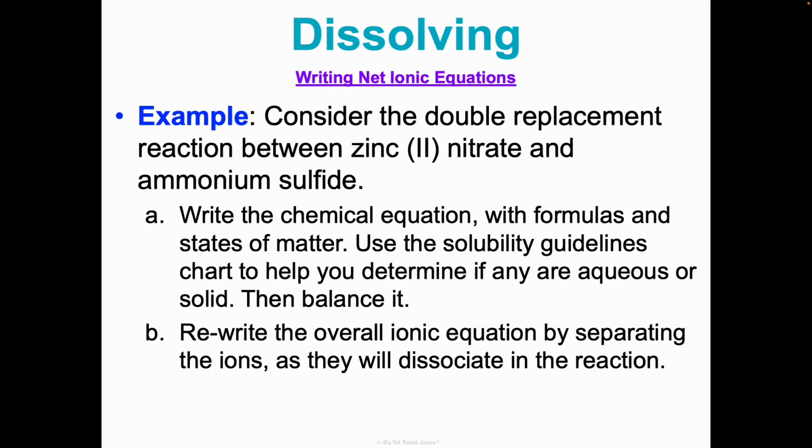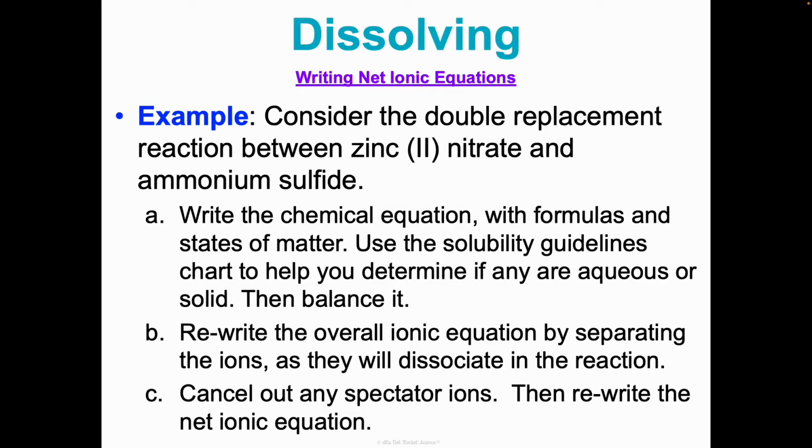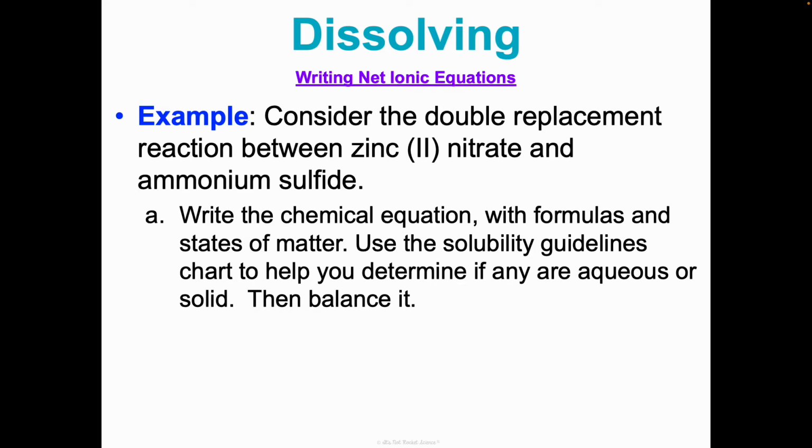Then we're going to rewrite the overall ionic equation by separating out the aqueous substances and their ions, because we know that they'll dissociate in the reaction. They'll separate from each other when dissolved in water. Then we'll cancel out any spectator ions that exist on both sides, and then we'll rewrite the net ionic equation. So let's do this one step at a time.